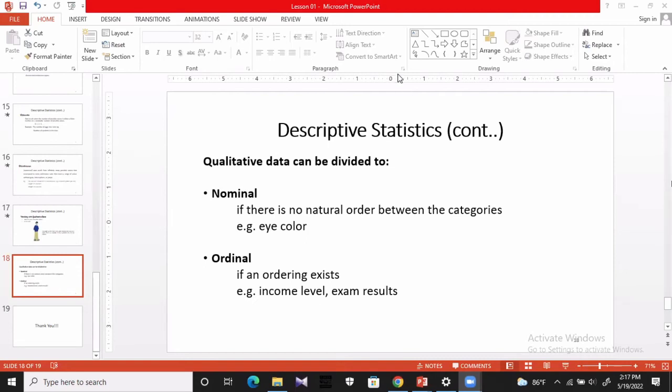Okay, one of you is asking a question about time. Is it qualitative or ordinal? Good question. What do you think about time? First, we need to understand whether time is a numerical one or qualitative one, quantitative or qualitative.